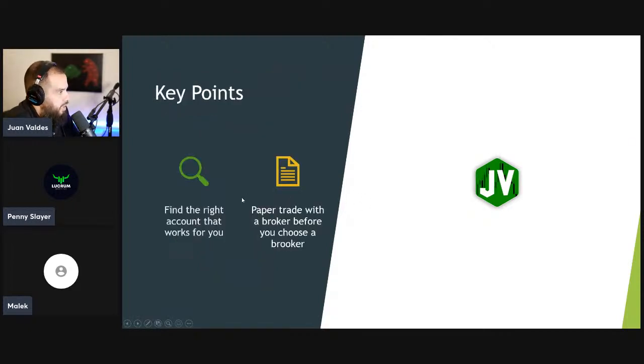So you've got to find the account that works right for you. But this is important to me: how important is it for a brand new trader to paper trade first? Do you see importance in it, or does it really not make a difference to you guys? Paper trading is a huge benefit for a new trader.